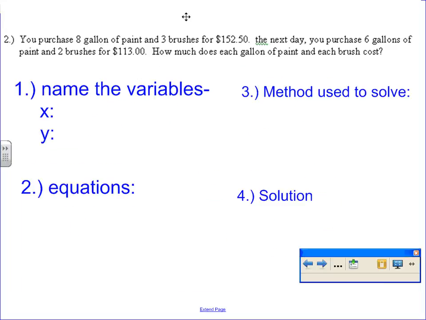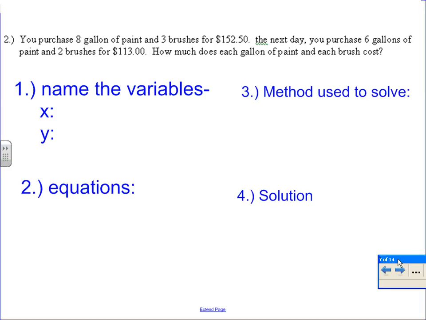Number 2, I'll read this one and then we're going to go through the same process for all of them. All right, so you purchased 8 gallons of paint and 3 brushes. The total for that is $152.50. The next day, you purchase 6 gallons of paint and 2 brushes for a total of $113. The question is, how much does each gallon of paint and each brush cost? So what is X and what is Y?